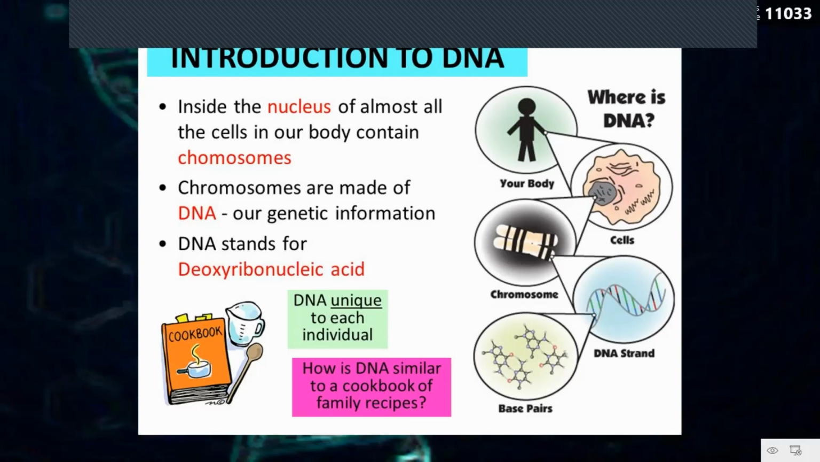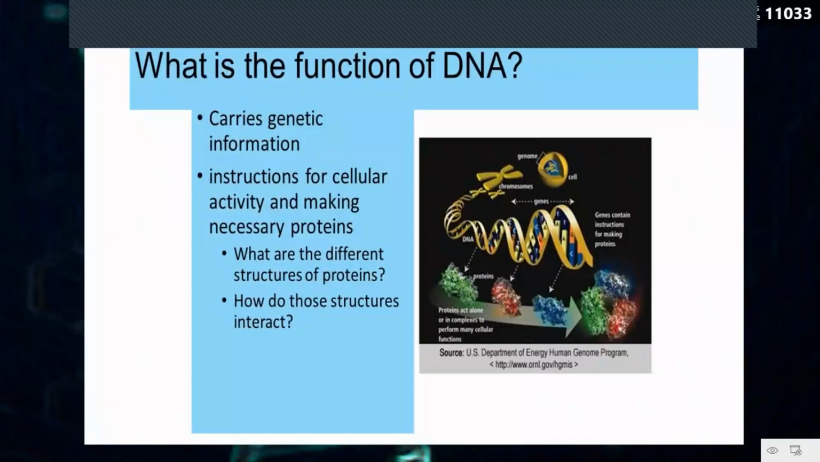Okay? So in our body, once we are fully formed as a human, we can find the DNA in the chromosomes, in the nucleus of our cells. This is the recipe for how we were created. Why do you have straight hair or curly hair? It's because of the DNA that is coded within you. So that is the general function of our DNA. It carries the genetic information.